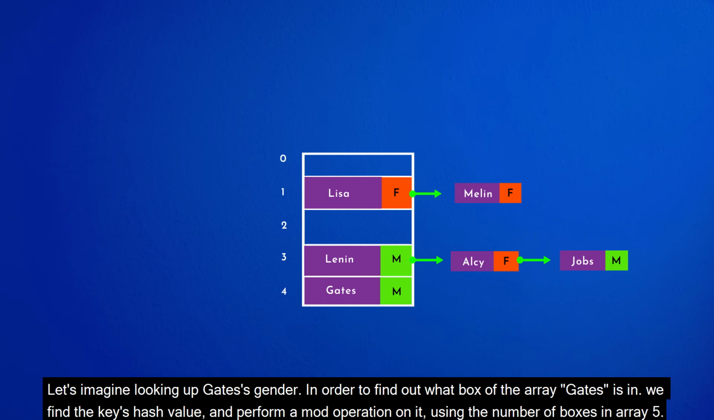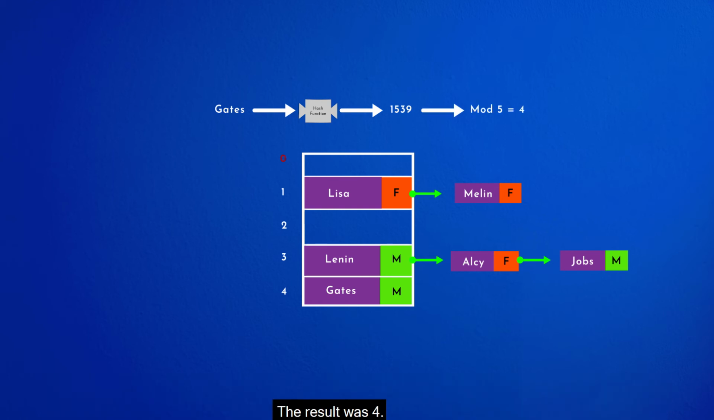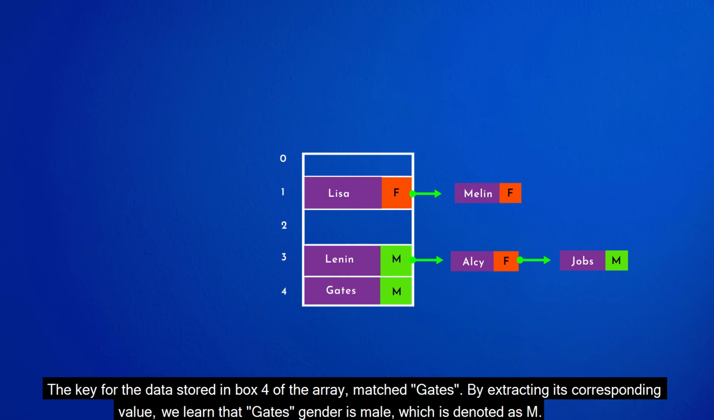Let's imagine looking up Gates' gender. In order to find out what box of the array Gates is in, we find the key's hash value and perform a mod operation on it using the number of boxes in the array, 5. The result was 4. The key for the data stored in box 4 of the array matched Gates. By extracting its corresponding value, we learned that Gates' gender is male, which is denoted as M.